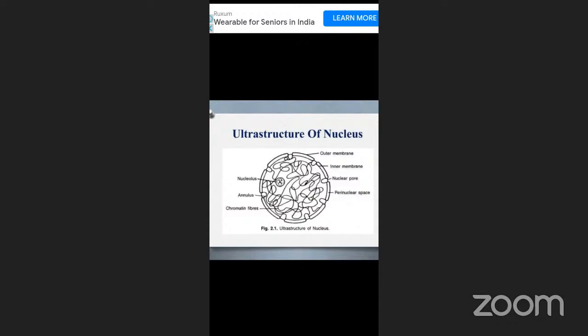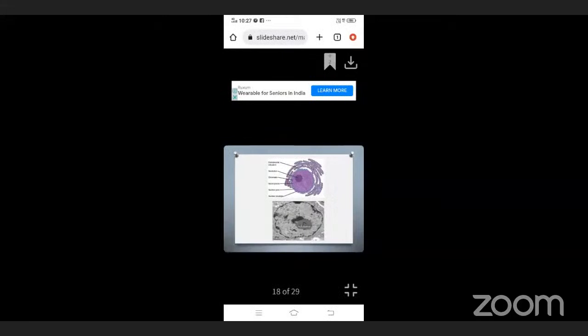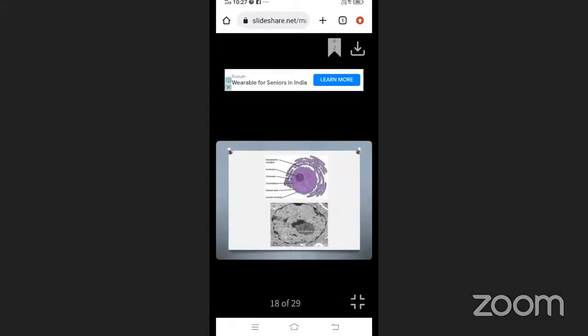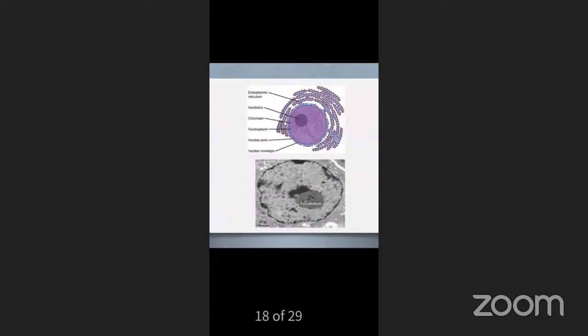This is the nucleus. And another third unit is the nucleic acids.